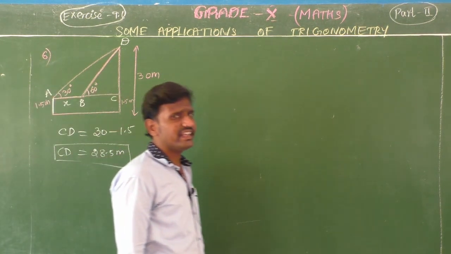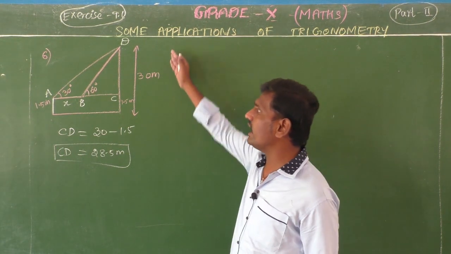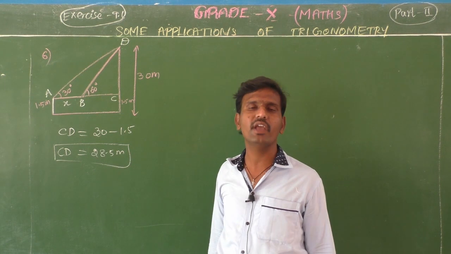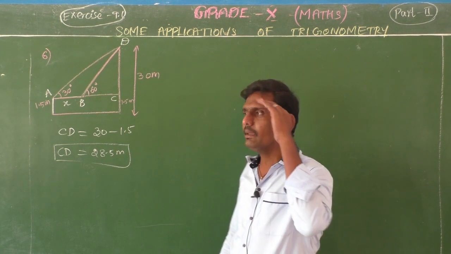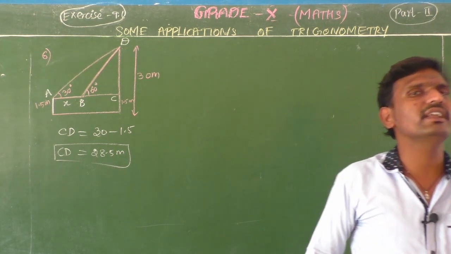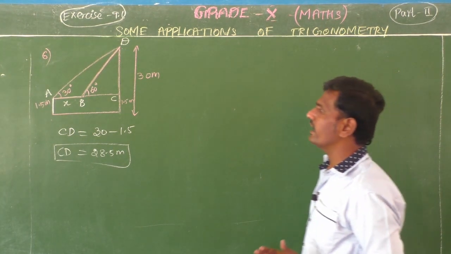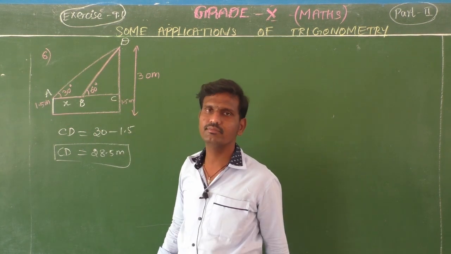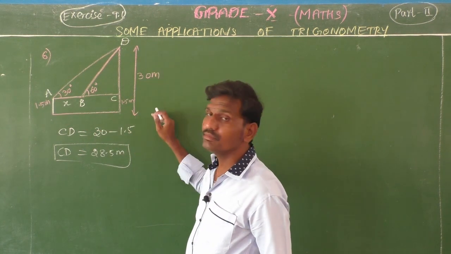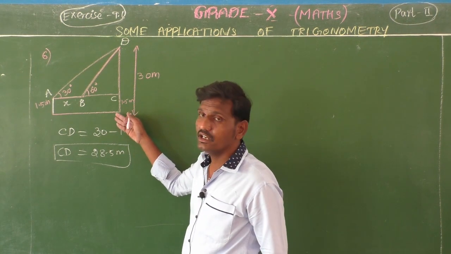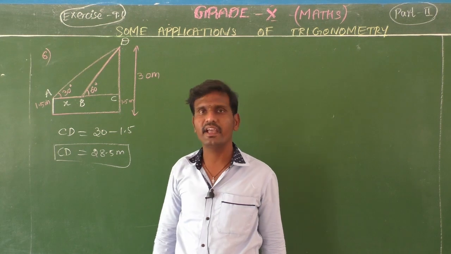Why, sir, are you taking CD? See, the total height is 30 meter. The boy's height we are going to subtract. If this is my height, 1.5 meter, and I move some distance, the same height I will get at the same point C. That's why we subtract the height of the boy from the height of the building, 30 meter.